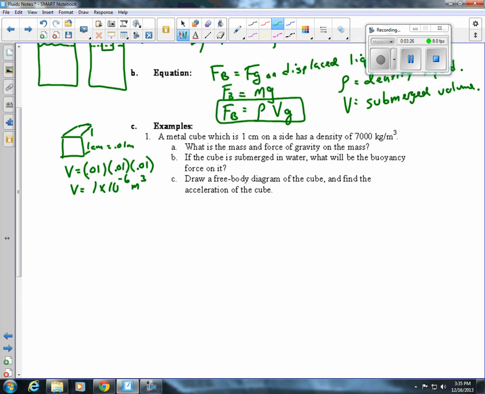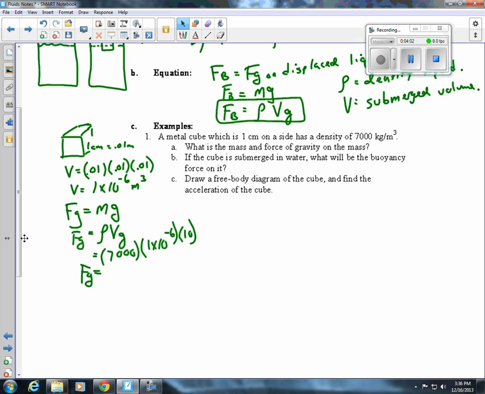Now that I have that and its density, I can find the force of gravity. Now I'm going to do it a particular way. It's going to be mass times g. For mass, I can do density times volume. It's the same formula as the buoyancy force, but this time I'm finding the force of gravity on the solid, so I'm going to use the density of the solid and the volume of the solid. So the density was 7,000. The volume is 1 times 10 to the minus 6. g is the acceleration of gravity, or 10. And we end up with a force of gravity of 0.07 newtons.